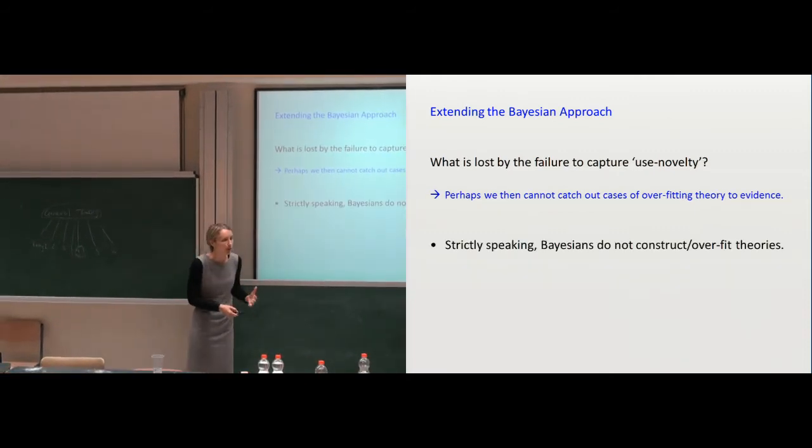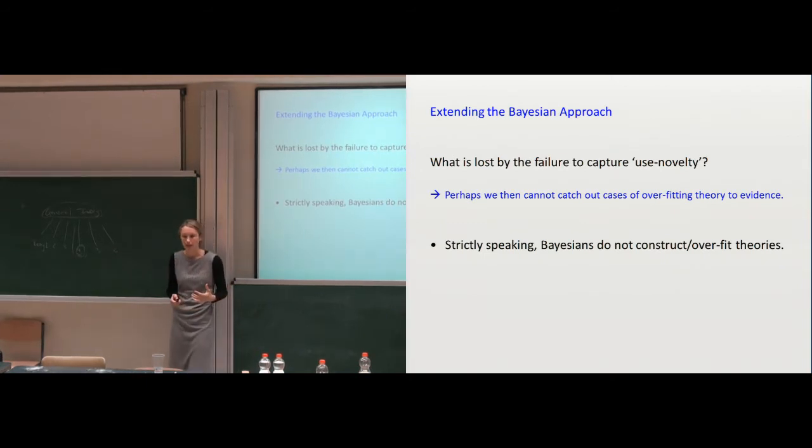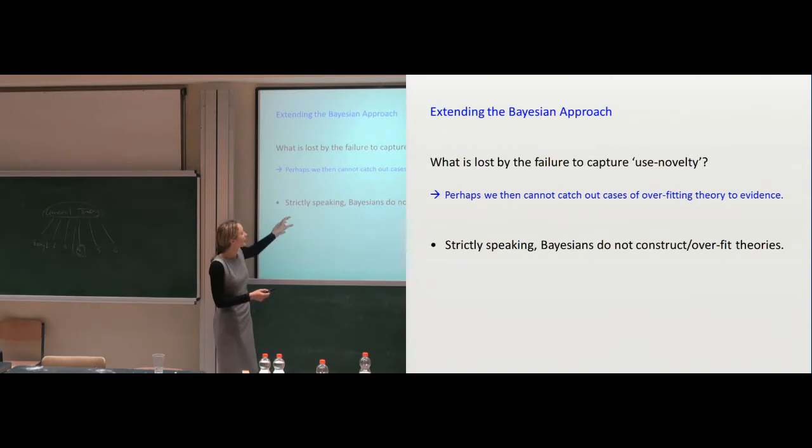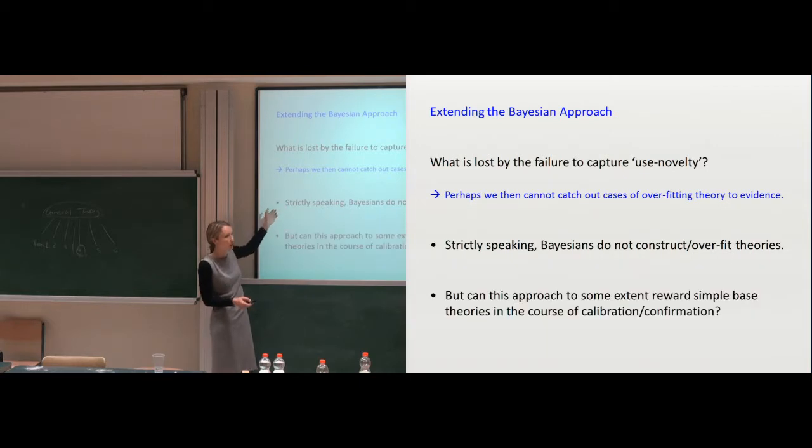Because basically we're worried about overfitting theories to evidence. The Bayesian can't really offer a check against overfitting theories to evidence, unless this is just borne out in relationships between propositions in their probability model, right?